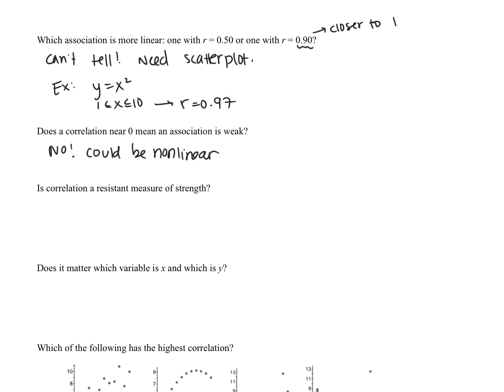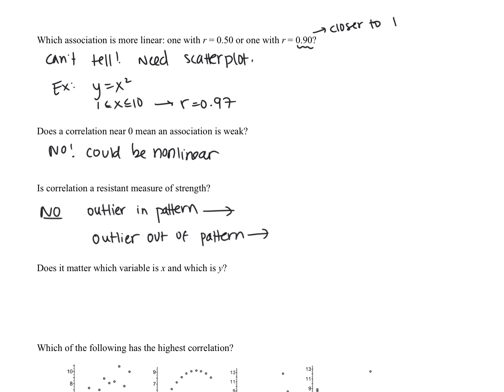Okay, is correlation a resistant measure of strength? What do you think? If we have a really wild outlier, do you think that affects the strength of the relationship? For sure. So is correlation resistant? No. And there's two things that could happen. You could have an outlier that's in the pattern or an outlier out of the pattern. And that will do different things to R.